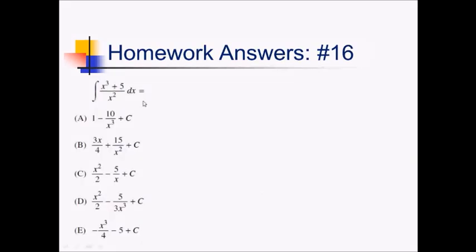On this problem, I've got a fraction that I need to take the antiderivative of. And looking at my fractions, since I only have one term in the denominator, I can actually divide everything by x squared and then use my reverse power rule. So x cubed over x squared is x. 5 over x squared, I'm just going to rewrite that as 5x to the negative 2.